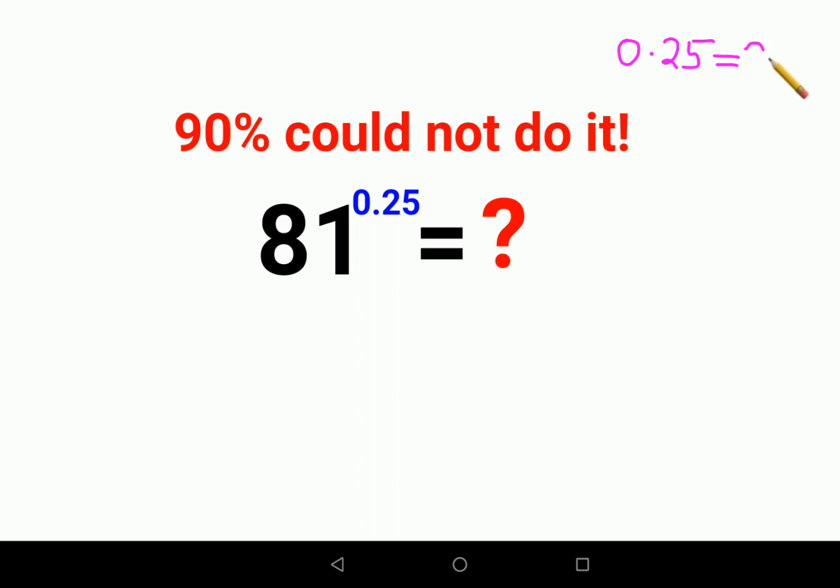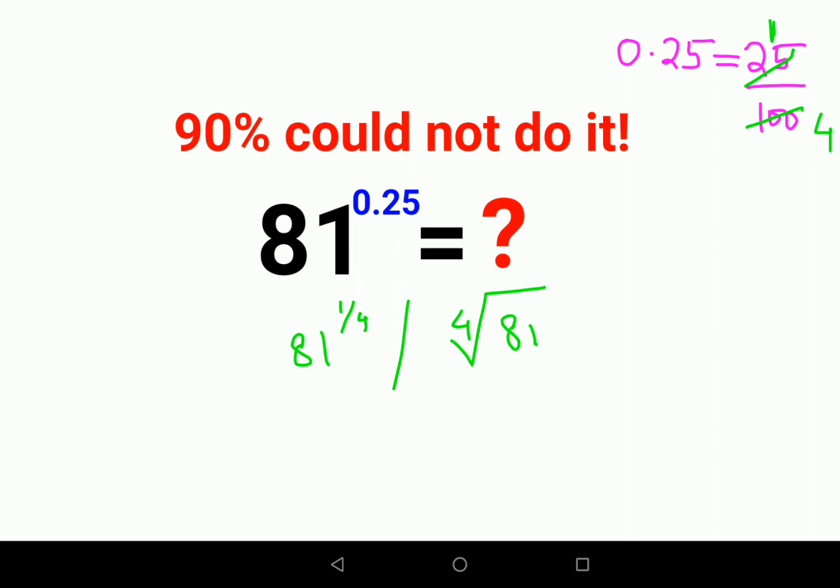First, you convert the decimal into its fraction. When you do that, you realize it is 25 upon 100, which can be reduced to 1 upon 4. Okay, so this is basically telling you that you want 81 raised to 1 fourth, or basically the fourth root of 81. Now why did I do that? Because a raised to 1 upon n can also be written as the nth root of a. Okay, so now the fourth root of 81.